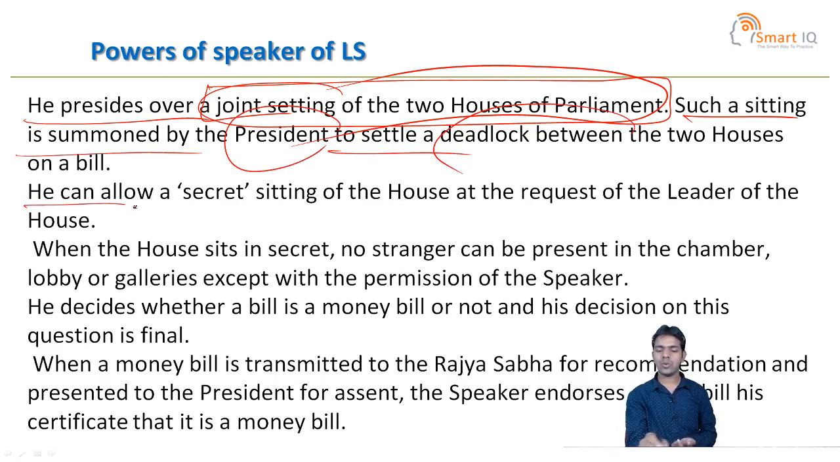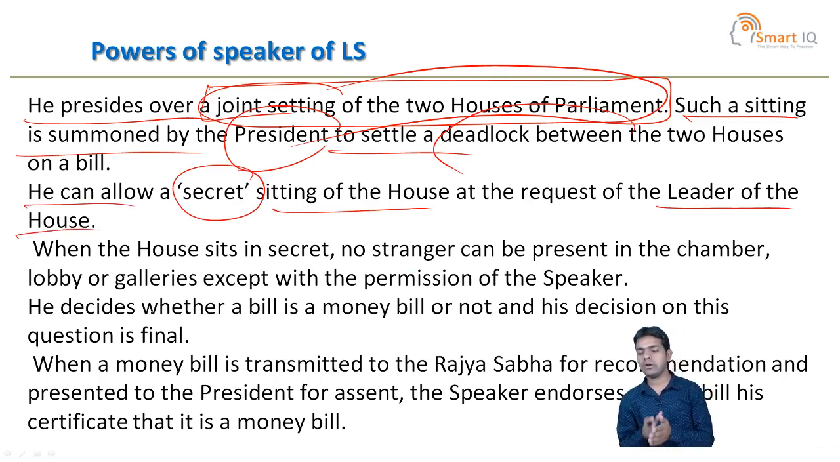And he can allow a secret sitting of the house at the request of the leader of the house. Also, the power of a secret sitting of the house arises whenever there is a request of the leader of the house. For example, in the state legislature that is the CM, in the central government that is the PM. At the request of the PM or the CM in the state legislature, the Speaker has the power to hold a secret sitting of the house.